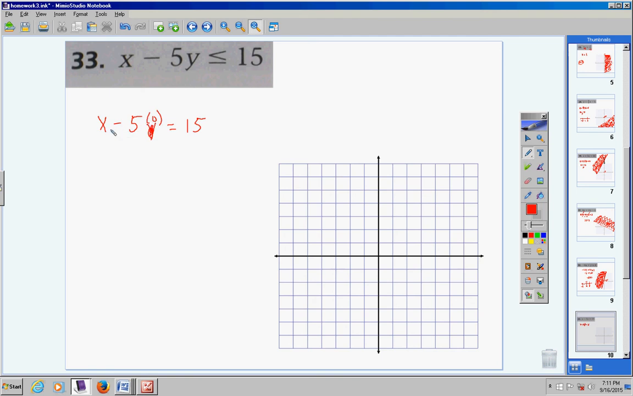5 times 0 is 0. x minus 0 is x. So x equals 15. Okay? We're going to do this in increments of 3. So 3, 6, 9, 12, 15. Alright? So increments of 3.